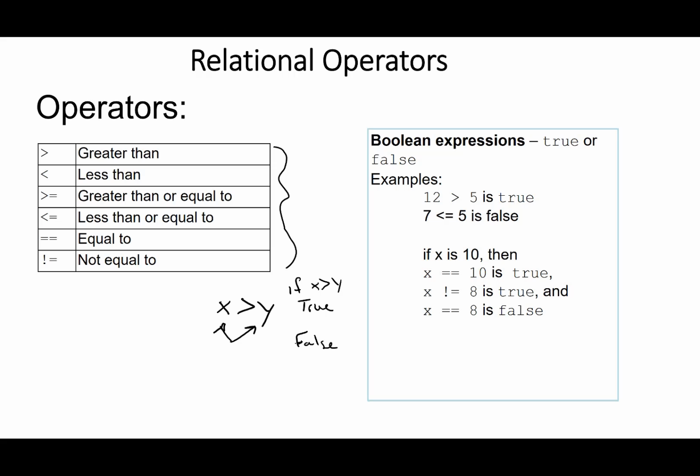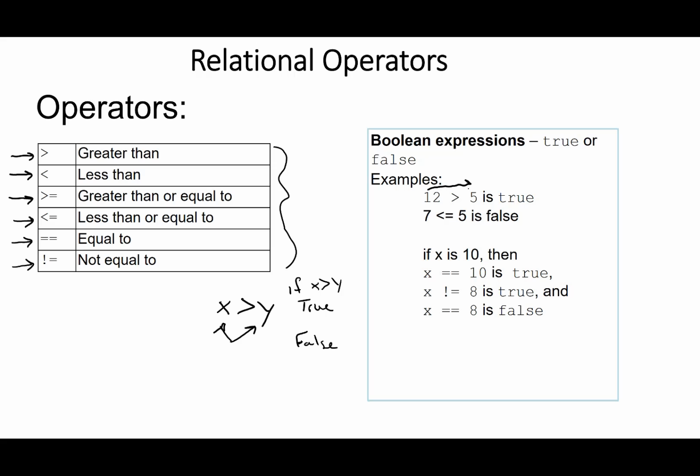The operators we have are greater than, less than, greater than or equal to, less than or equal to, and not equal to. These all have left to right associativity. In other words, when these operators work, they move from left to right.